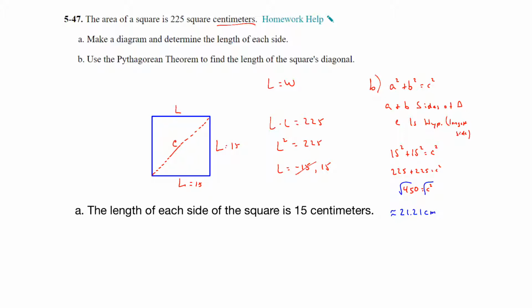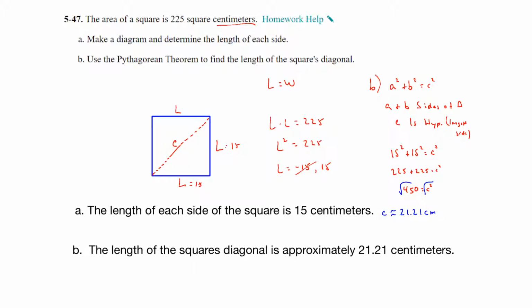centimeters for C's value. So the length of each side of the square is 15 centimeters, but the length of the diagonal for part B is approximately 21.21 centimeters. And once again, there's the answer. The length of the square's diagonal is approximately 21.21 centimeters.